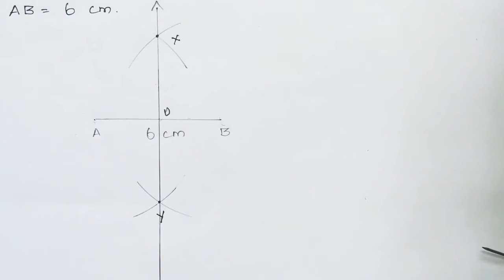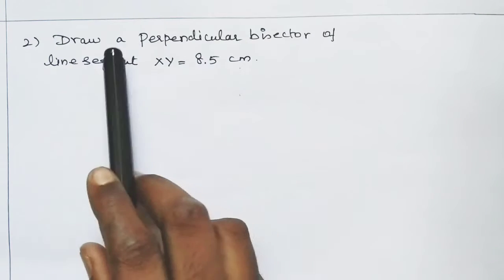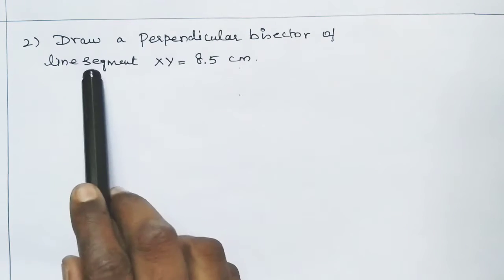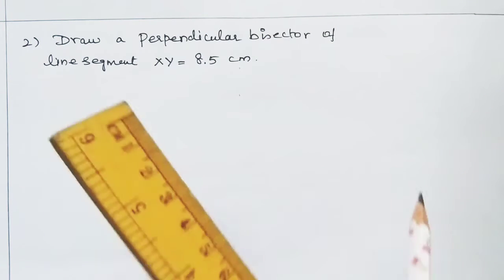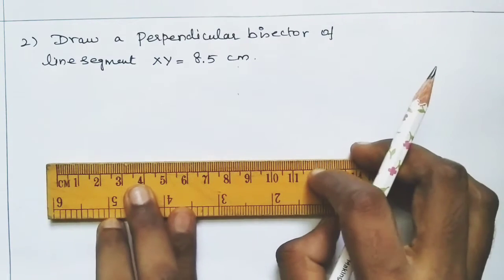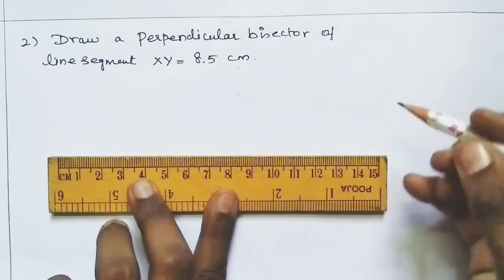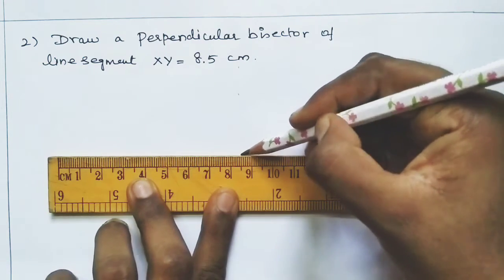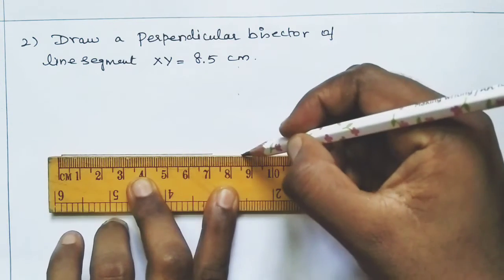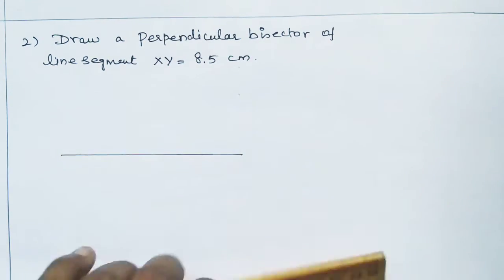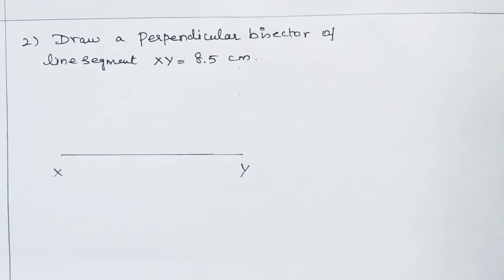Shall we do one more sum, children? Now listen to the second one. Draw a perpendicular bisector of line segment XY equal to 8.5 centimeter. First we'll draw a line segment using a ruler, 8.5. That is in between 8 and 9. So 8.5. 0. Draw a line.